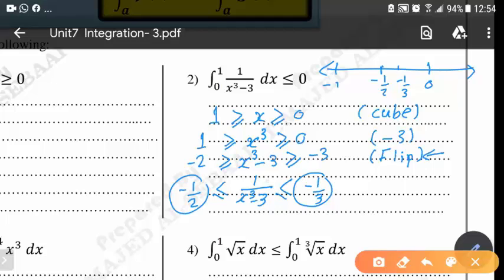So as you can see, the function is always negative. The function is always negative because it is less than, it is always in this place. It's less than or equal negative 1 over 3, I mean. So the integration of it should be, therefore, integration from 0 to 1 for the function dx has to be less than or equal 0 as wanted. So we proved that.